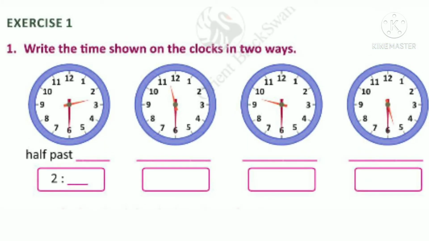Now let's solve exercise 1. Write the time shown on the clocks in two ways. So first one, we have the hour hand between 2 and 3 and the minute hand is at 6. So it is called half past 2 and also written as 2:30. The second one, the hour hand is between 11 and 12 and the minute hand is at 6. So it is called half past 11 or 11:30. Similarly, you can do the remaining two.